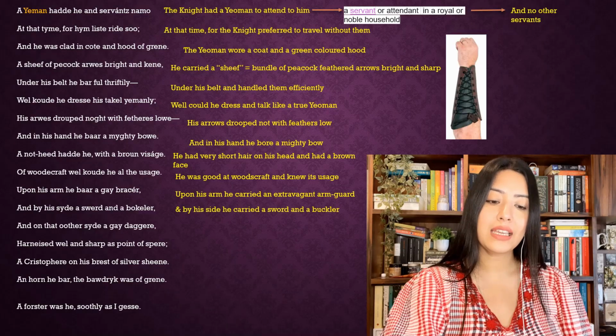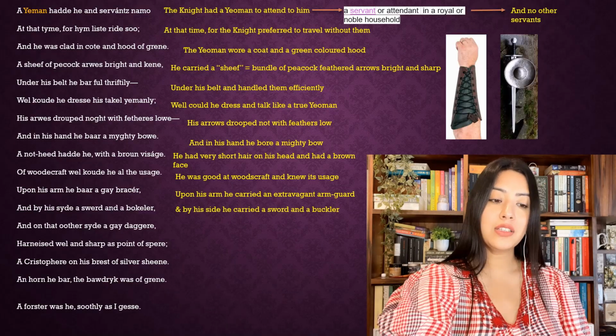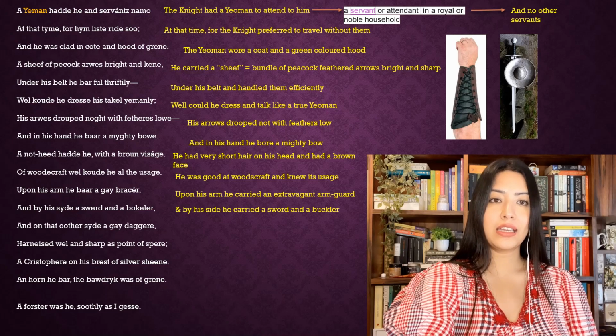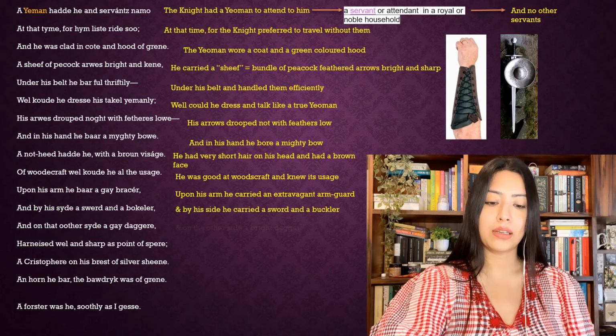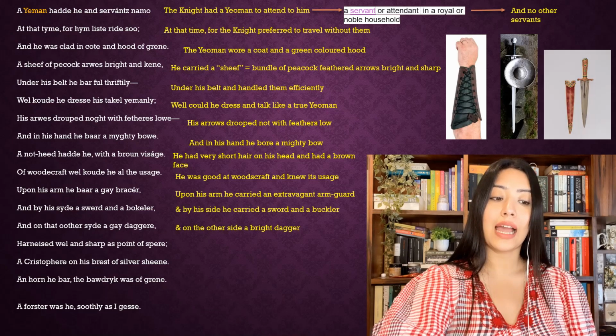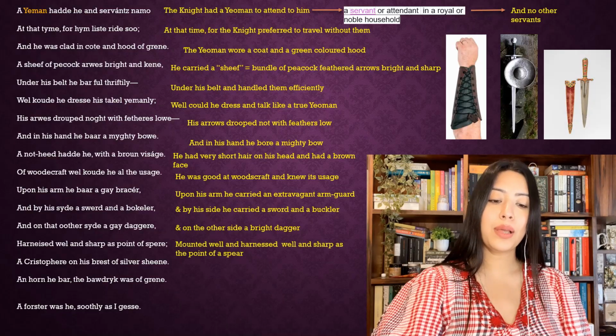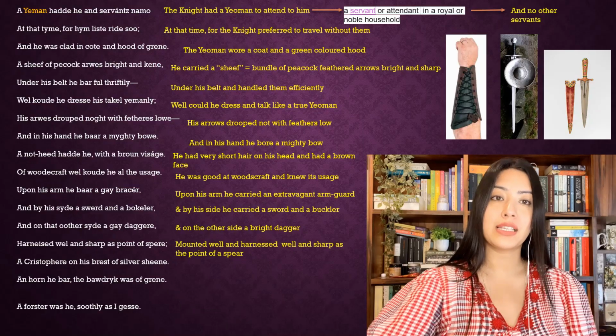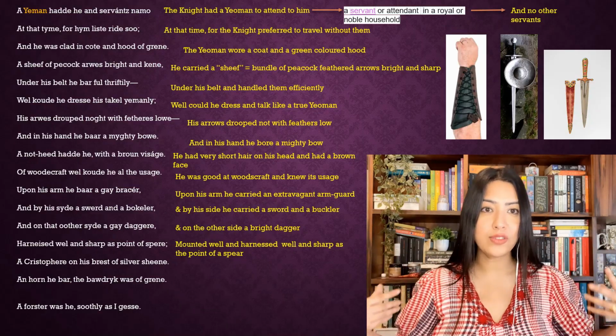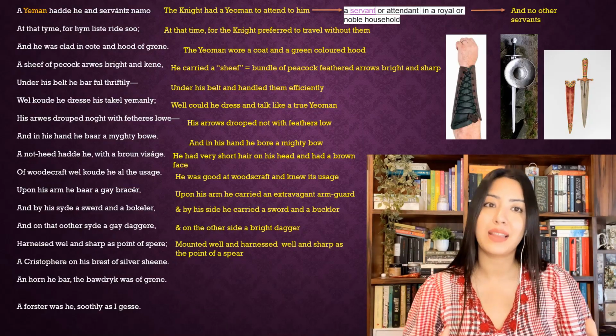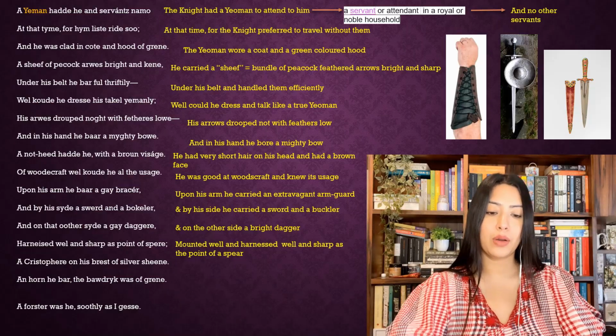And by his side, he carried a sword and a buckler. So that is a sword and a buckler. You see, I gave the picture over there. And on the other side, a bright dagger. So that's a dagger. I again gave a picture over here. And mounted well and harnessed well and sharp as the point of a spear. So he had all of these equipments with him, and he maintained them well. So this is what he carried with him.